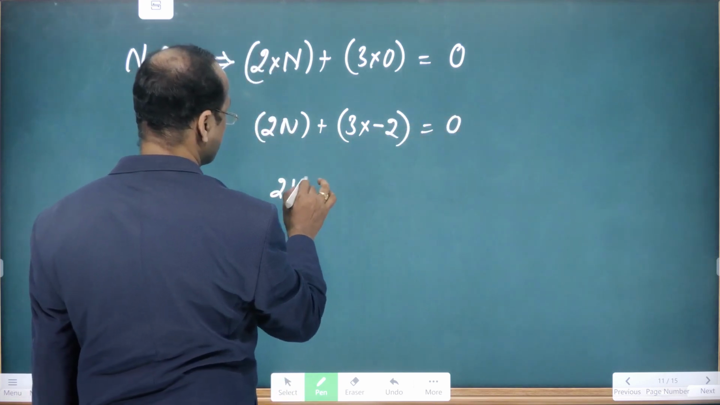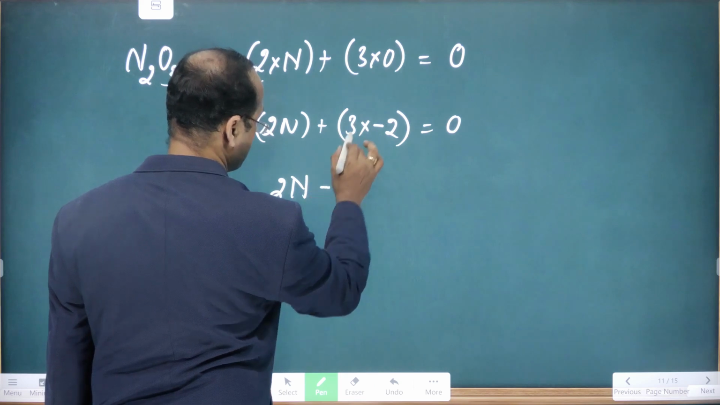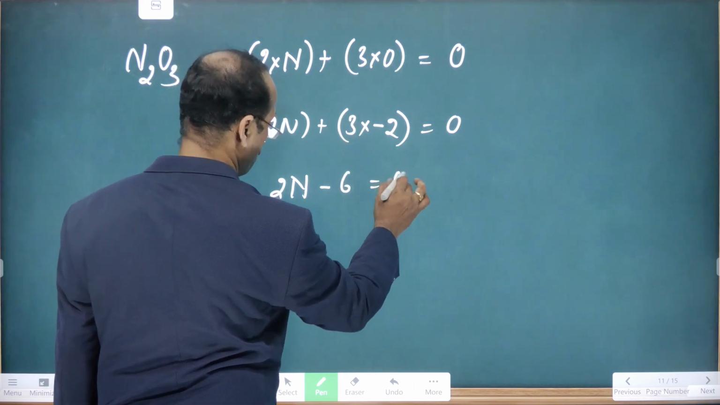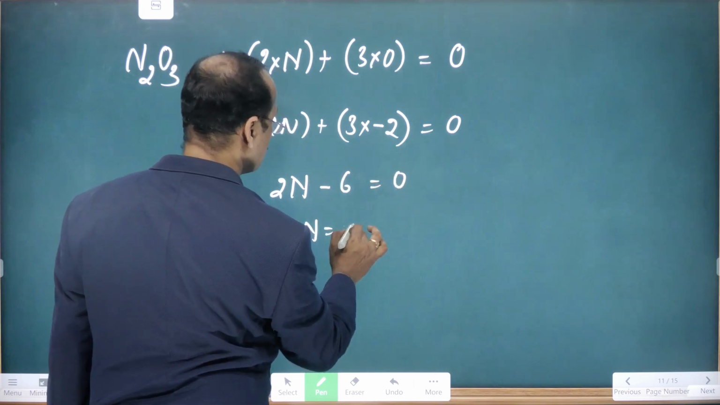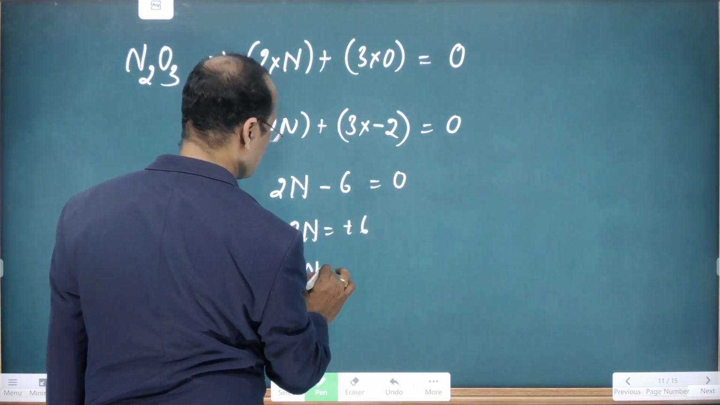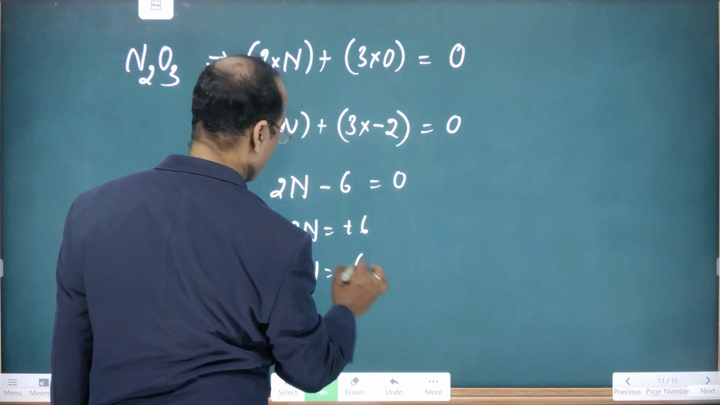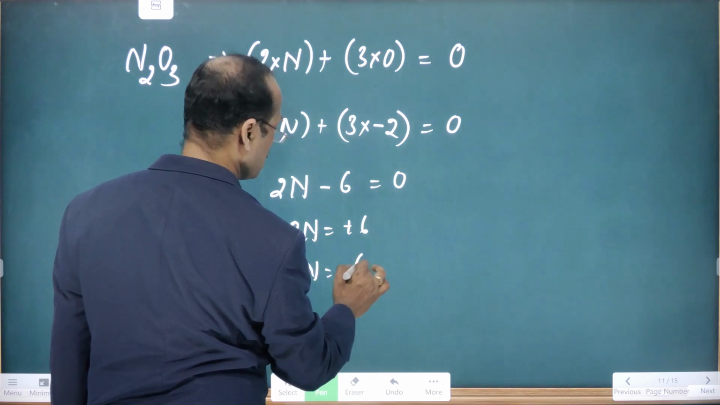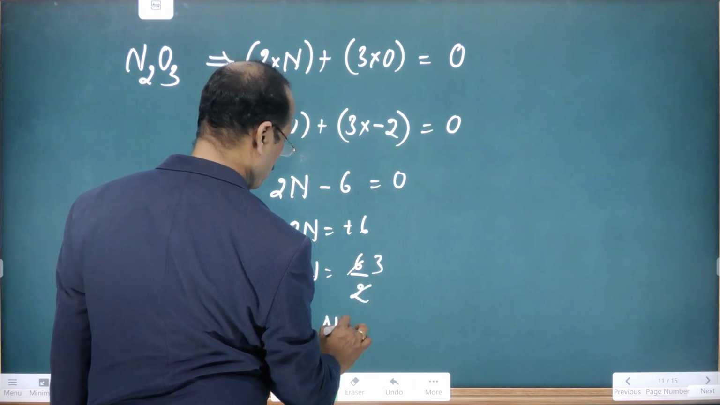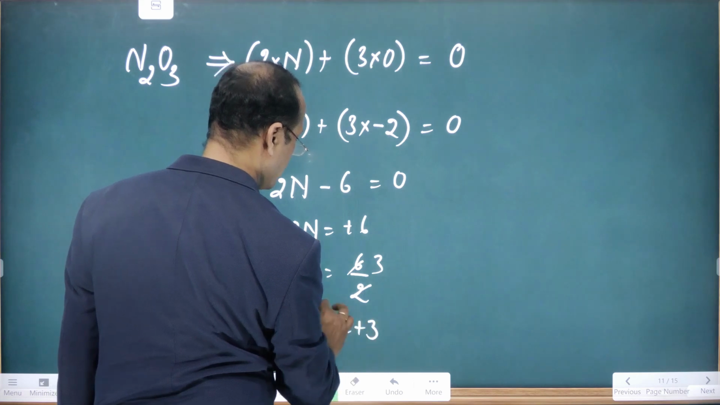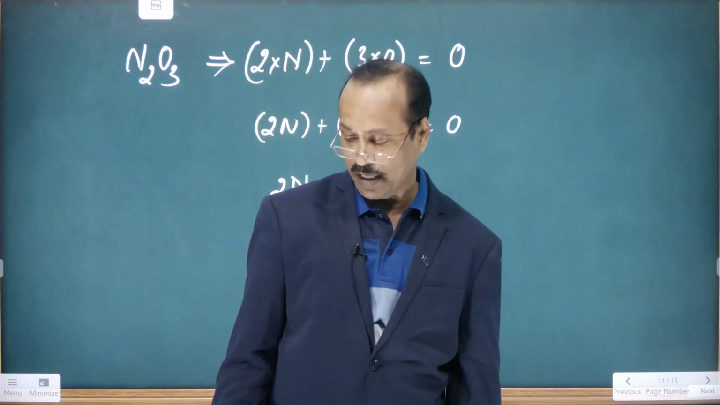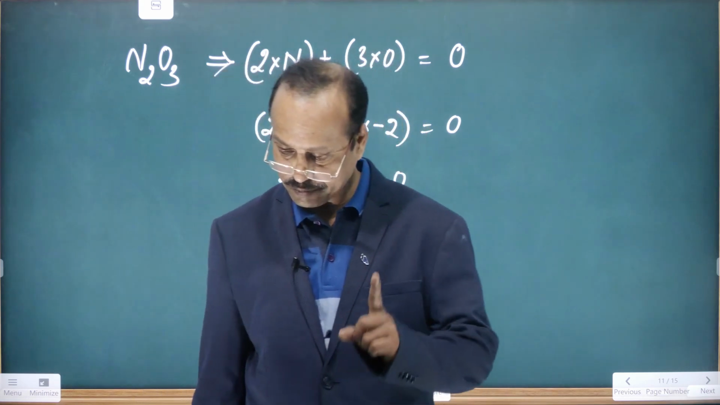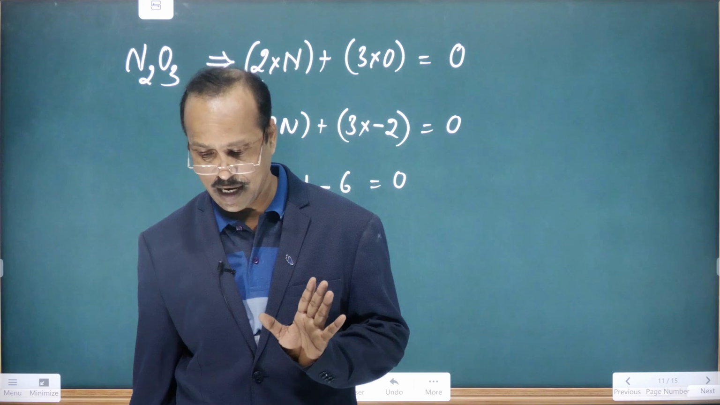2 nitrogens plus 3 into minus 2, 3 twos are 6, is equal to 0. 2 nitrogens is equal to minus 6, going that side, so plus 6. Nitrogen is equal to plus 6 by 2. So therefore nitrogen is equal to plus 3. Check there, plus 3 only. So see there in your material, page number A69, that is plus 3. Understood?